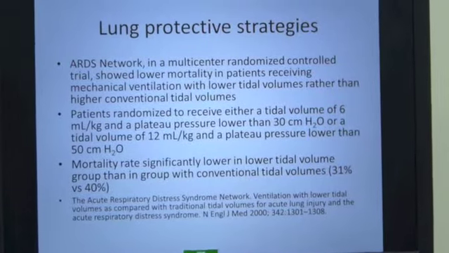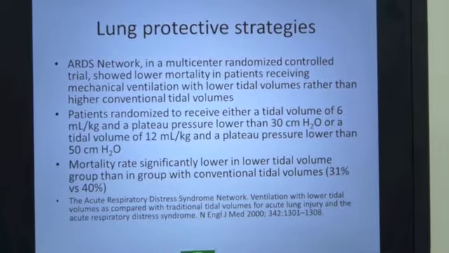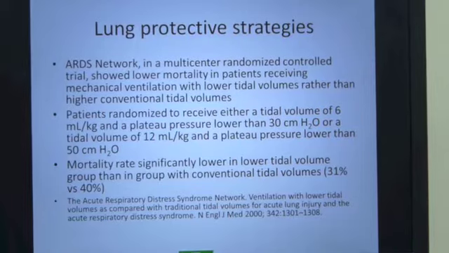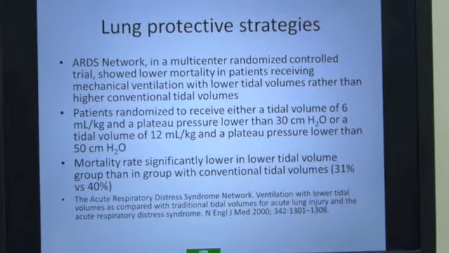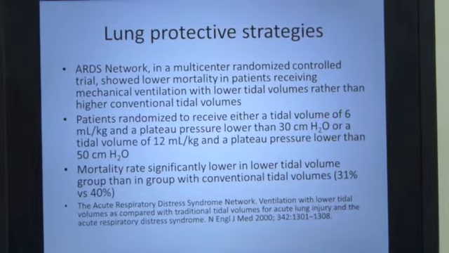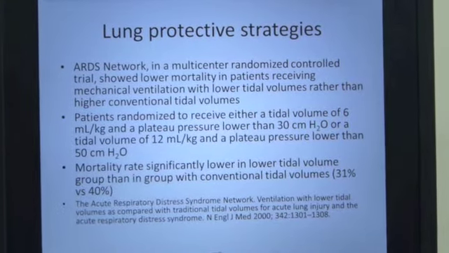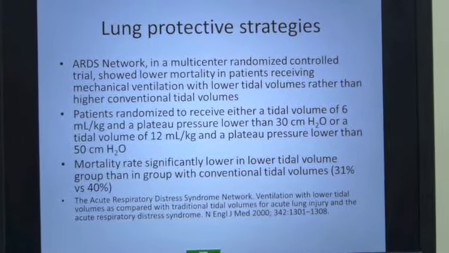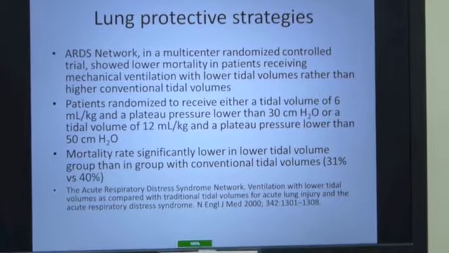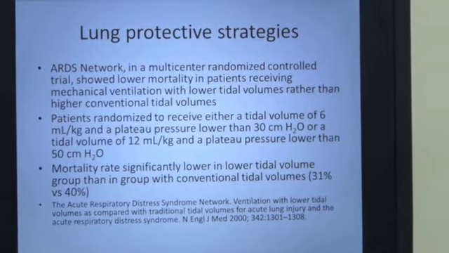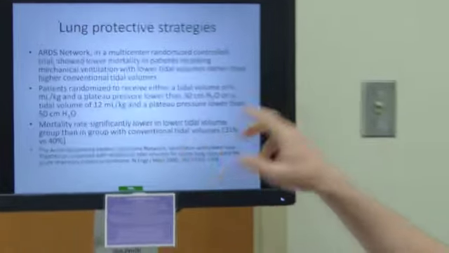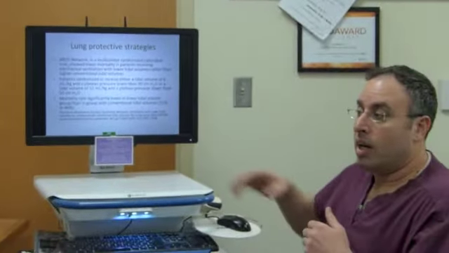They were randomized, so it's basically half the ICU was randomized to a tidal volume of 12 cc's per kilo, and half of the ICU was randomized to a tidal volume of 6 cc's per kilo. And you can see here that mortality was significantly lower in the lower tidal volume group than in the conventional tidal volume group, 31 to 40%. So while it doesn't seem that high, it was statistically significant.